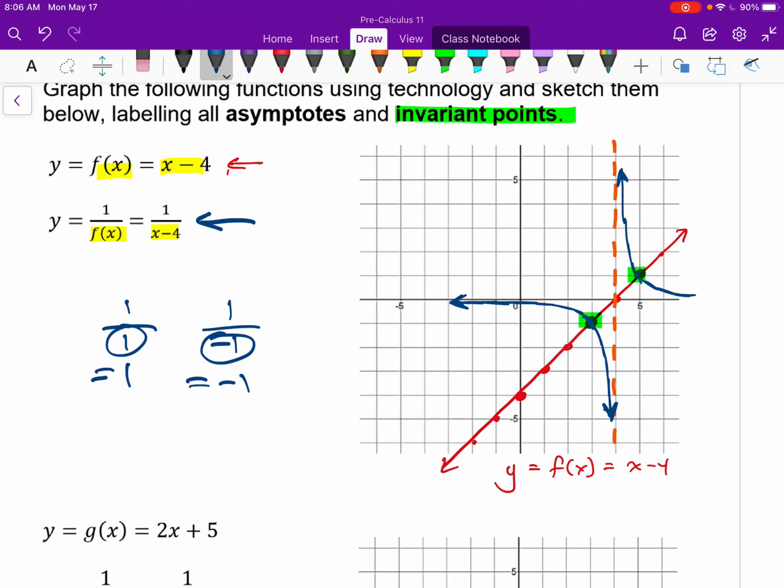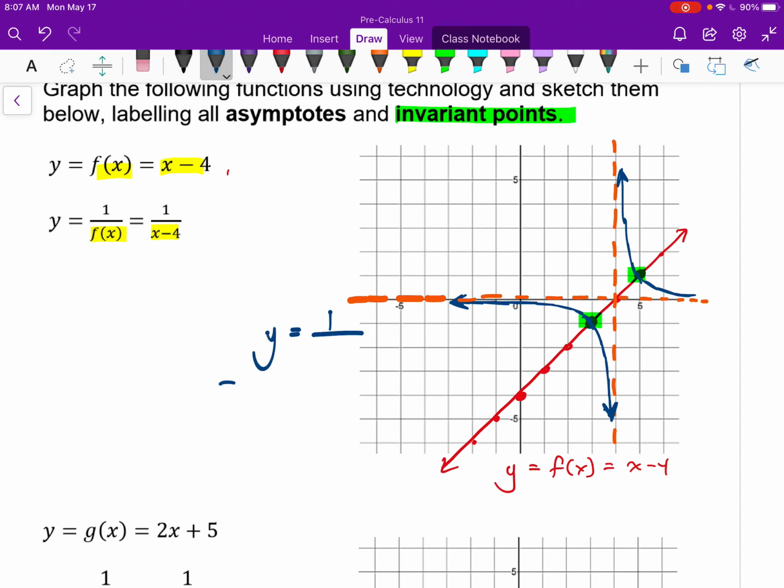And I also know this graph will never actually touch the x-axis, because it doesn't matter what I have in my denominator. 1 divided by any number here will never equal 0. I don't care what you have in there. I don't care what output we have. You can never go 1 divided by a number and get exactly 0. You can get extremely close to 0, but you'll never get exactly 0. And so you see in blue again is my graph of 1 over f of x, the reciprocal of f of x, or in this case, 1 over x minus 4.